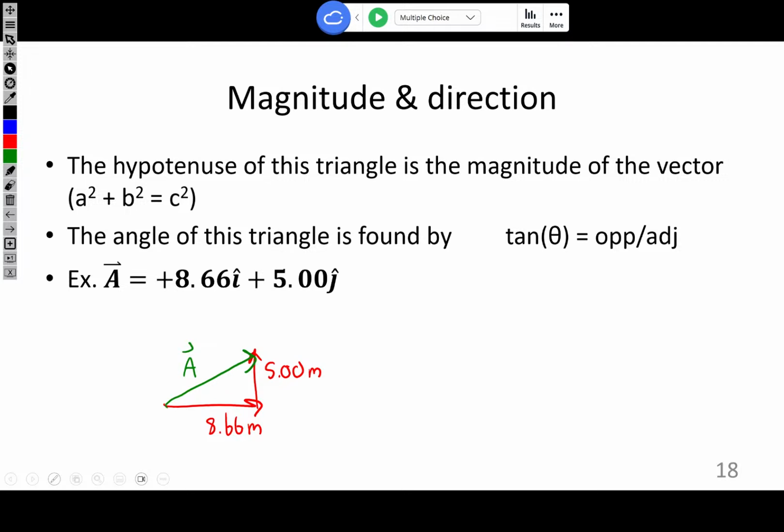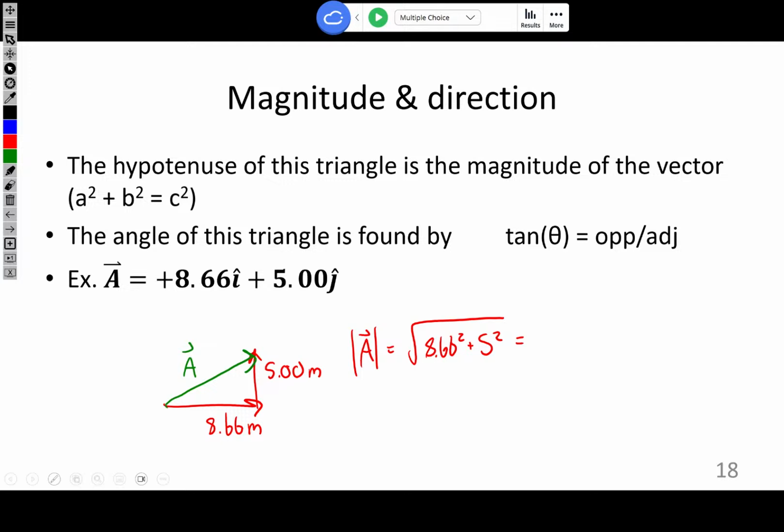It's a right triangle. Hopefully you remember Pythagorean's theorem. If not, you will remember it by the end of this class because you're going to do it a lot of times. A squared plus B squared equals C squared. So if we want the value of A, we call this the magnitude of A. This is the notation you'll see. The magnitude of A is how big A is, with no direction associated with it. And that will just be the square root of 8.66 squared plus 5 squared.